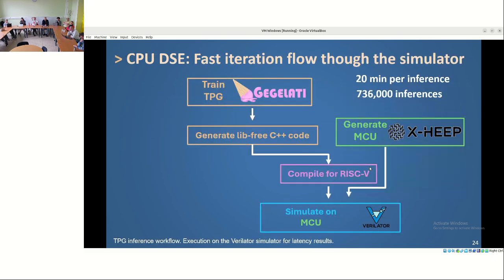Now that we have the microcontroller generated by XIP on the right, the trained TPG using the training framework, and then generated using the code generator, we will compile for the appropriate RISC-V targets and simulate the execution on the simulator. And this gives us one inference. We do 736,000 to have the performance of our different points.